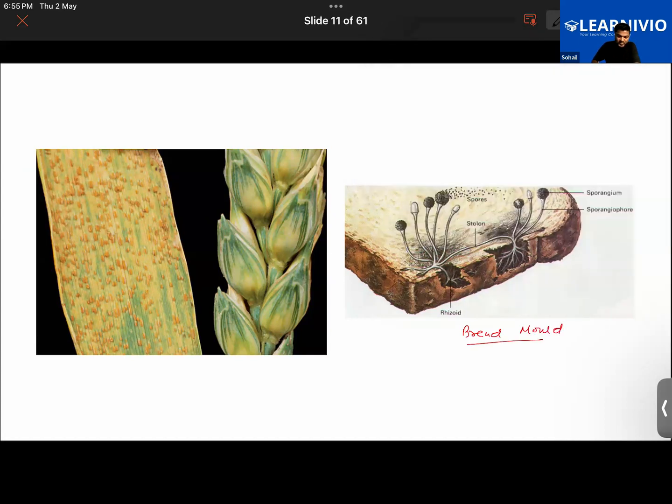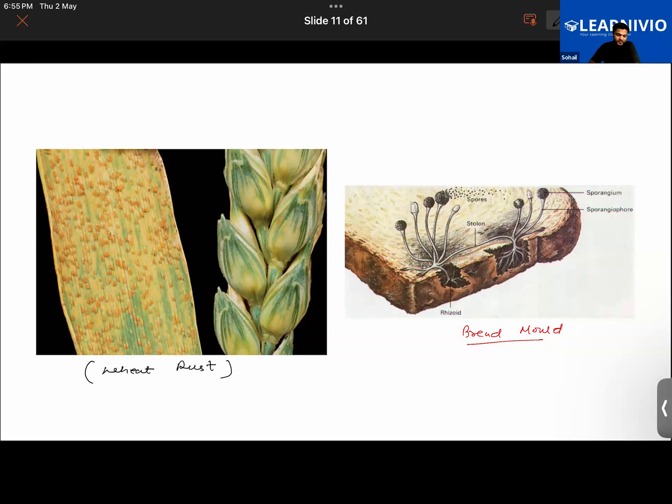In the chapter on crop production, I might have told you that even plants catch some kinds of diseases, so we have to provide medicines to the plants also. The first image that you see over here is a wheat plant, isn't it? And the disease is wheat rust. Getting it?